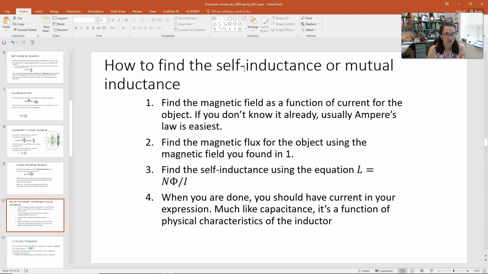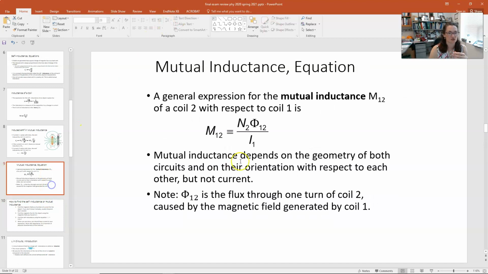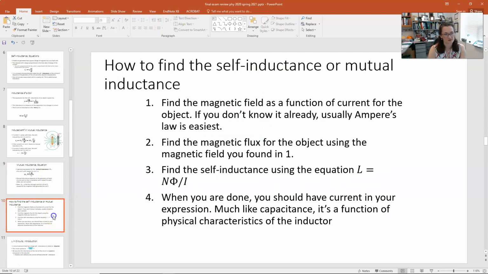All right, number 2, you find the magnetic flux for the object using the magnetic field that you found in part 1. Okay. Number 3, you find the self-inductance using the equation L is equal to N phi over I, or the mutual inductance equation, which I gave here, M12 is equal to N2 phi 12 over I1. So either one of those expressions, depending on whether you're trying to find the self or mutual inductance. Then you should be able to cancel stuff out and end up with an expression for L or M.